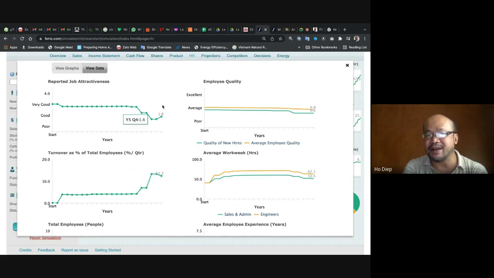We have, but we are also losing people. Hopefully things will turn around, especially with the attractiveness increasing and the number of hours which the engineers and the sales staff work decreasing. So let's continue as is. Hopefully the situation will change. Let's look at the sales as well.